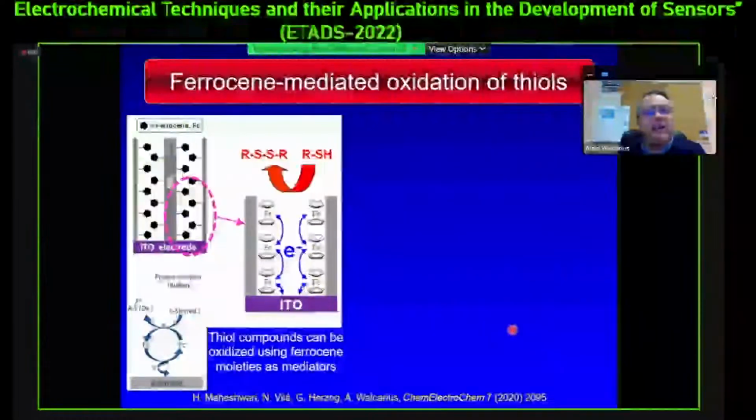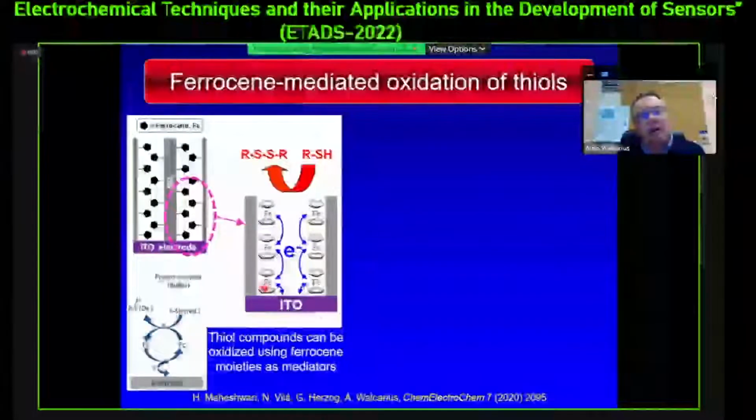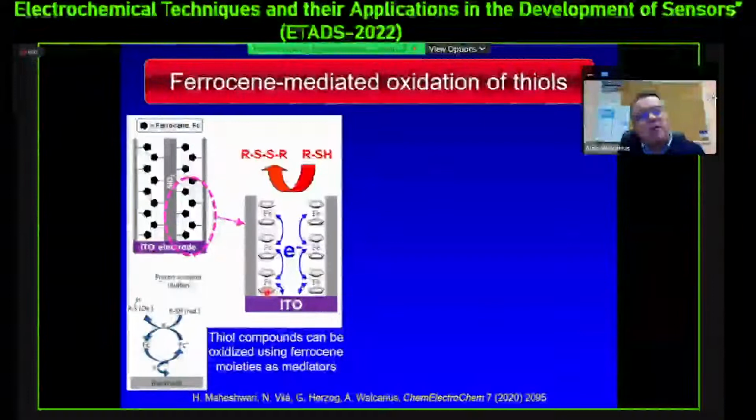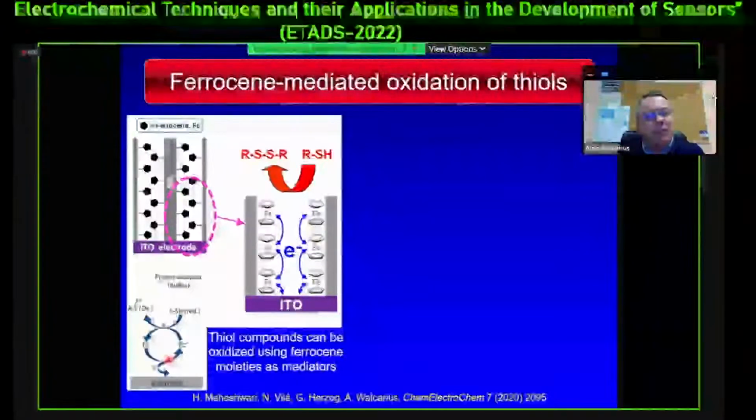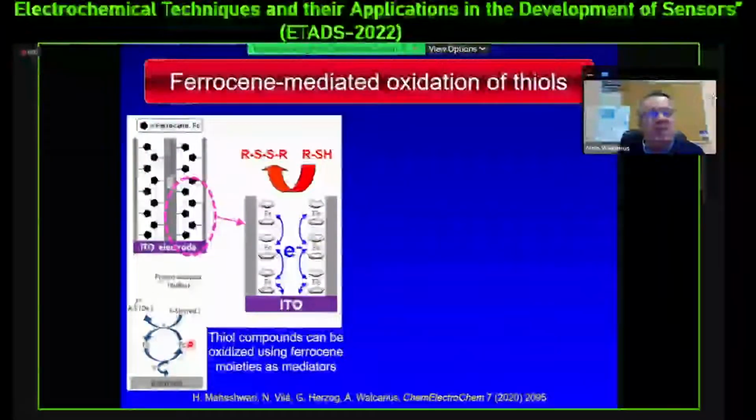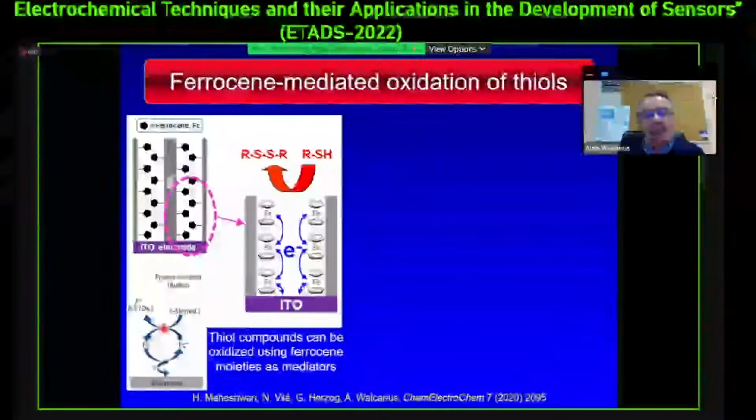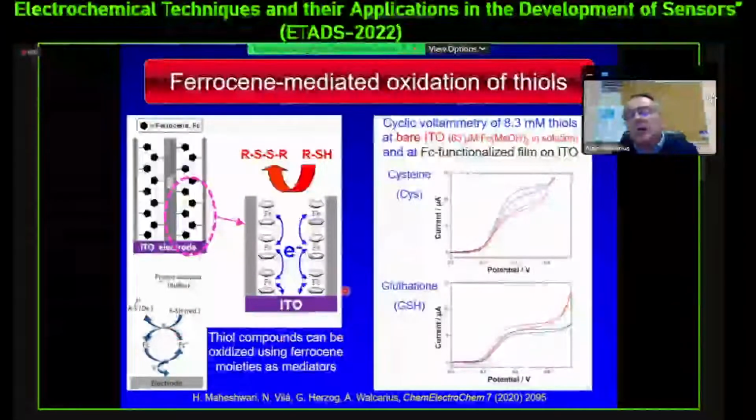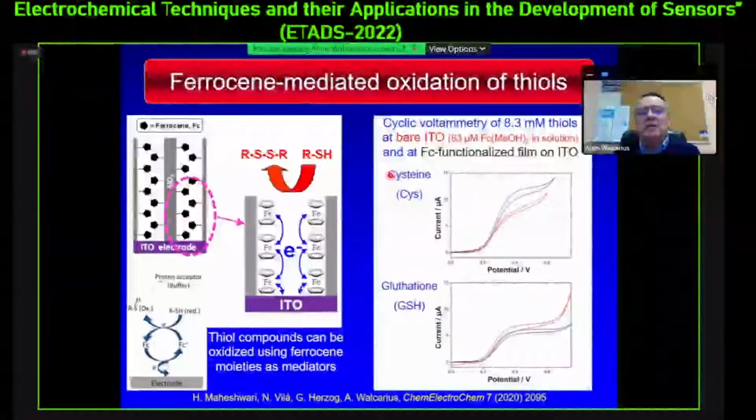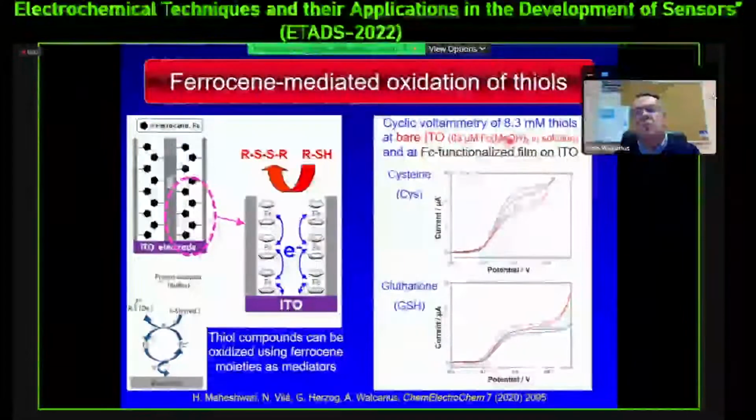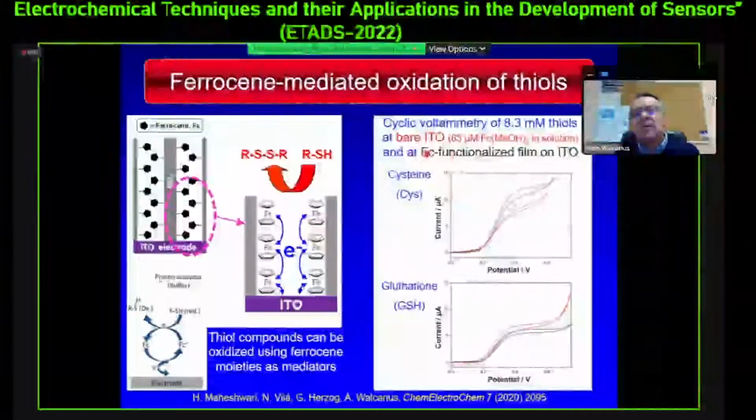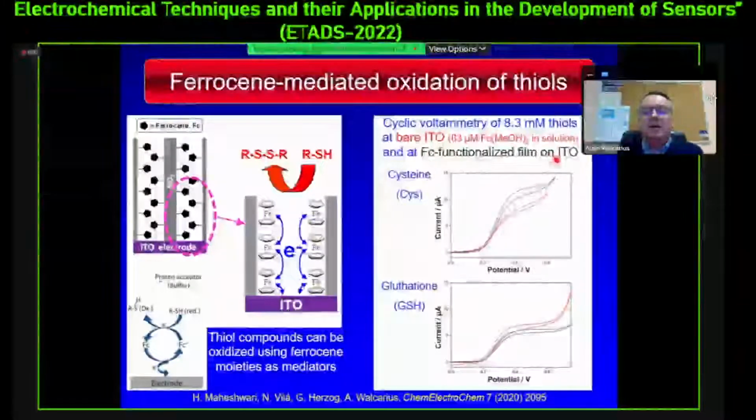We could also think to exploit this particular ferrocene functionalized film for the detection of thiols. Indeed, when using ferrocene in solution, when you oxidize ferrocene into ferrocenium, it's likely to oxidize thiols. And this is shown here on the black curve. You have the oxidation of cysteine or glutathione. On the red curve, this is on bare ITO using ferrocene in solution. And on the black curve, it is for the ferrocene functionalized films on ITO.